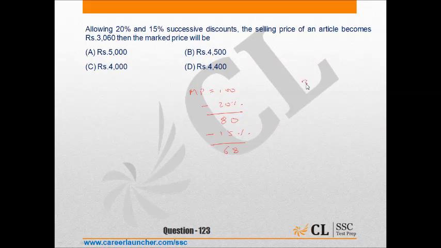So it's an effective discount of 32%. Now we see that we are giving a discount of 32% and the price becomes 3060. 32% is almost equivalent to giving 1/3 of the discount. That means 3060 is almost equivalent to 2/3 of the marked price. Answer becomes 4500.